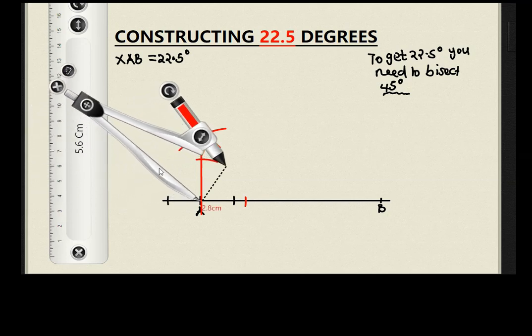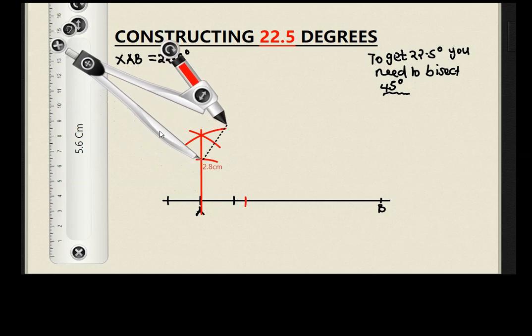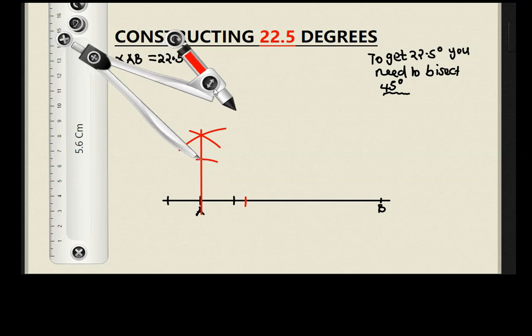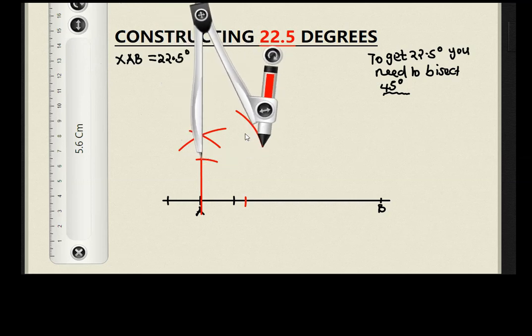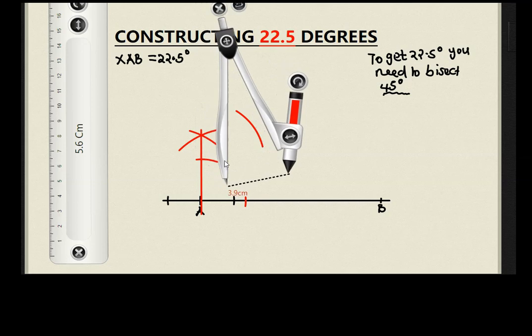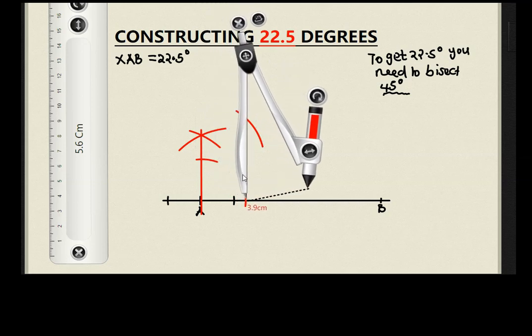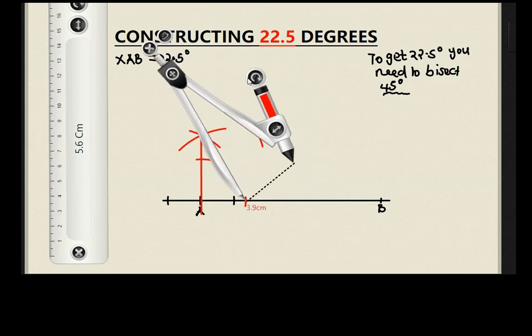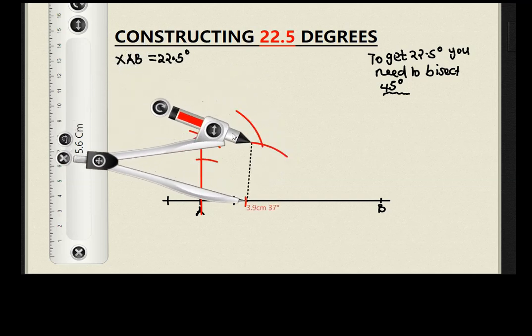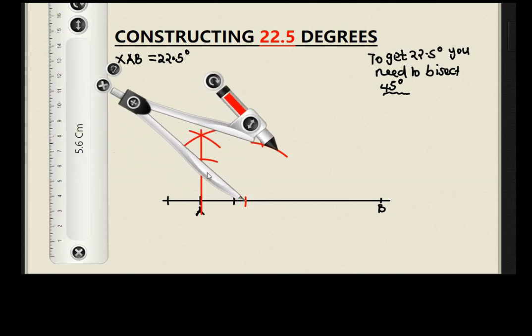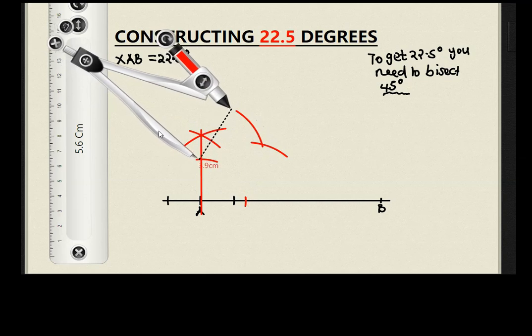I can adjust and take my pointer on this point and draw an arc. I'll take it now here also on this point and draw another arc such that we have the point of intersection. This one is not complete, so we have to redraw this. We take it at this point.